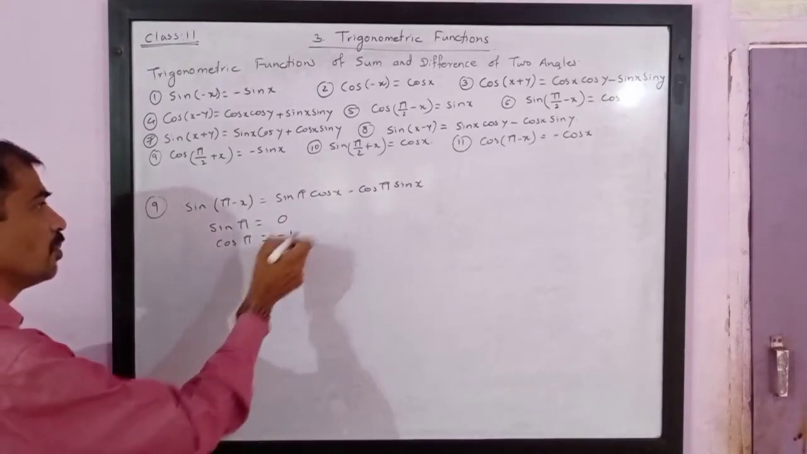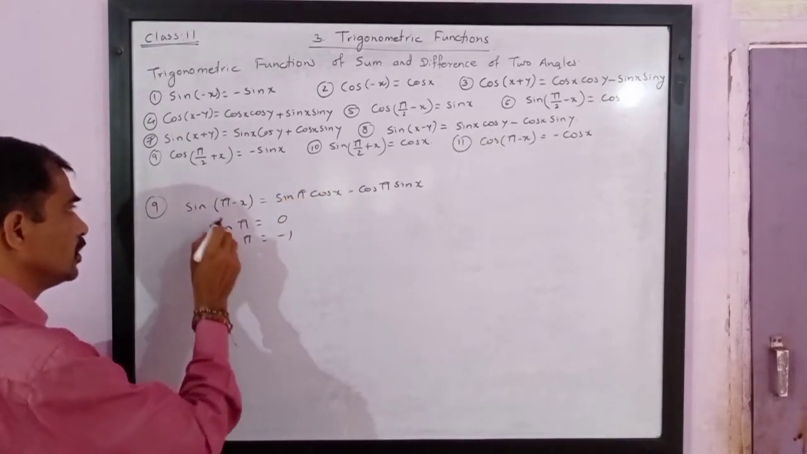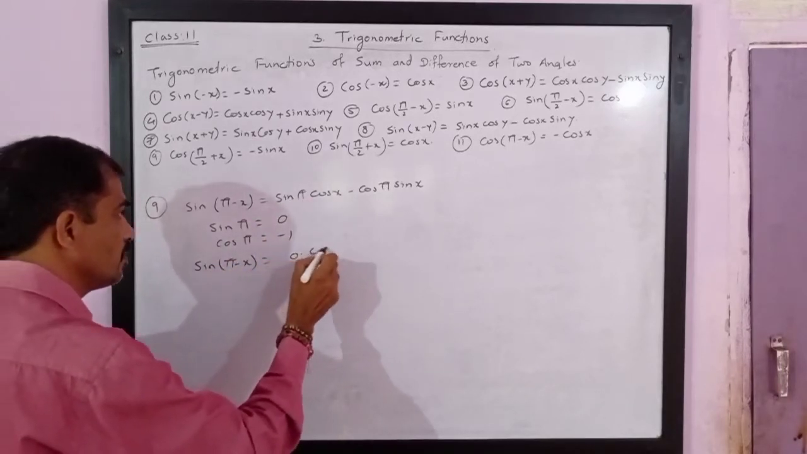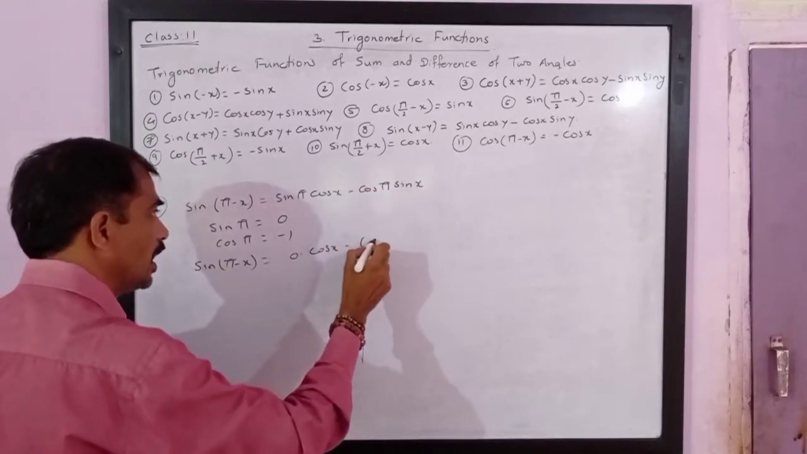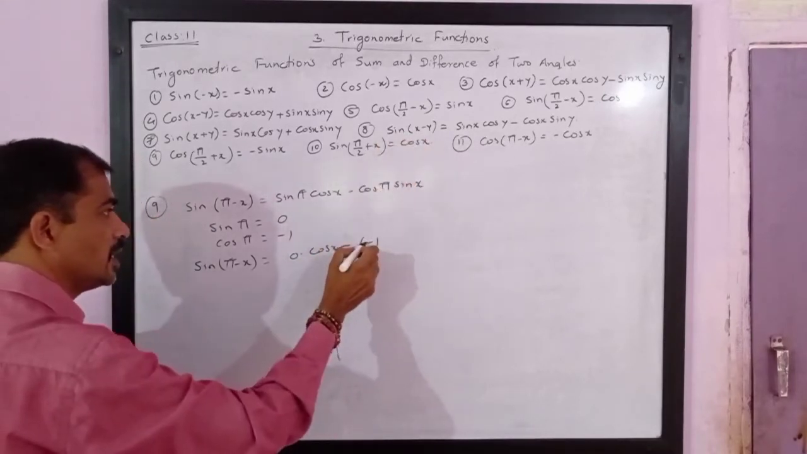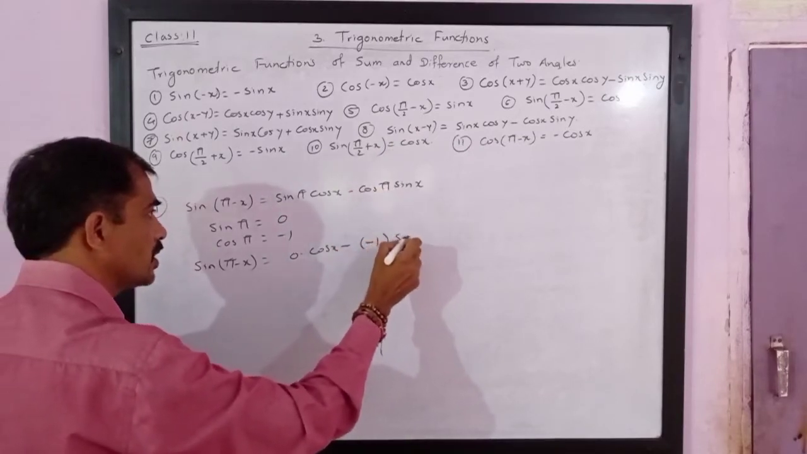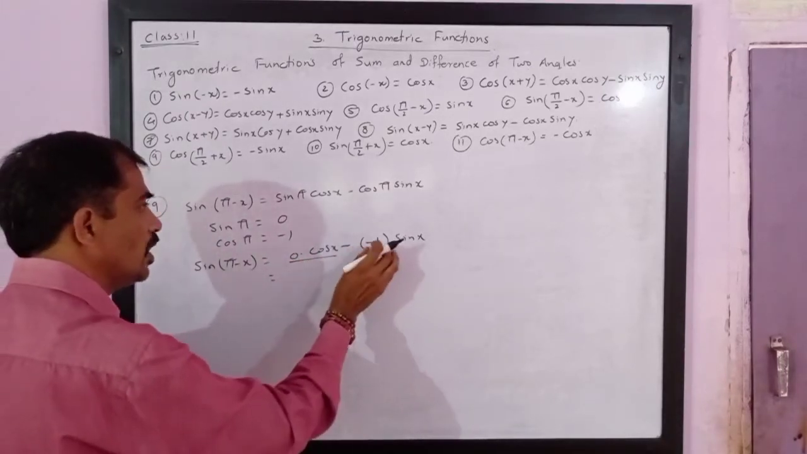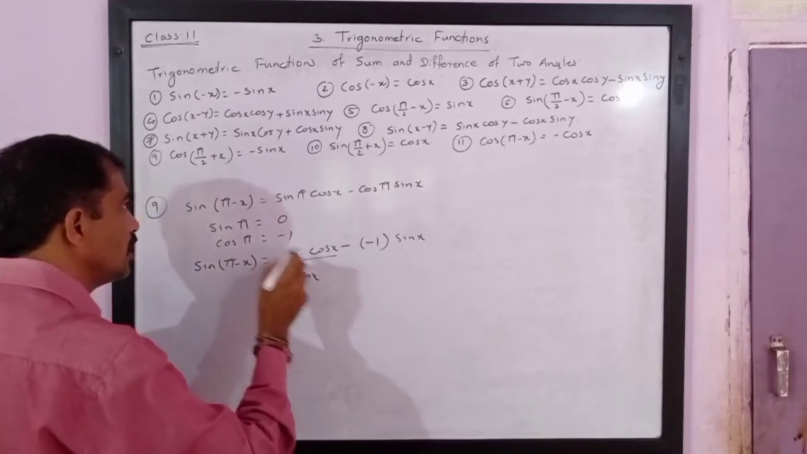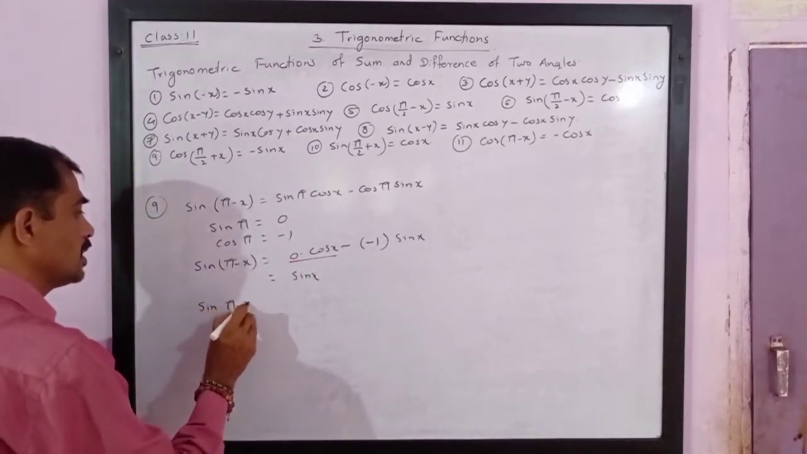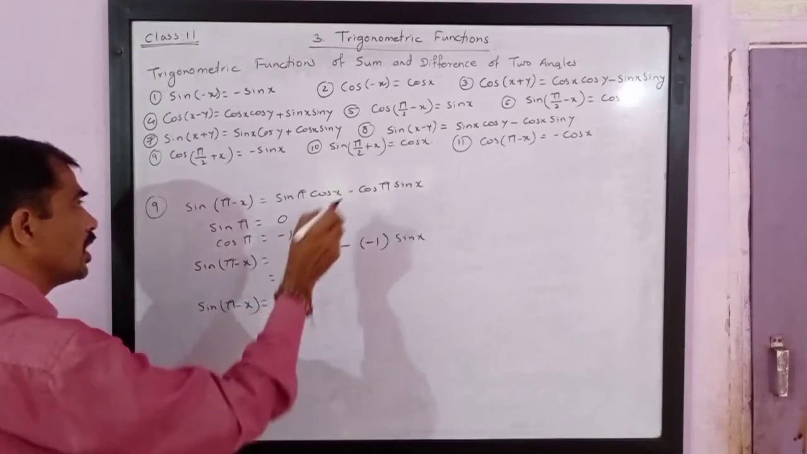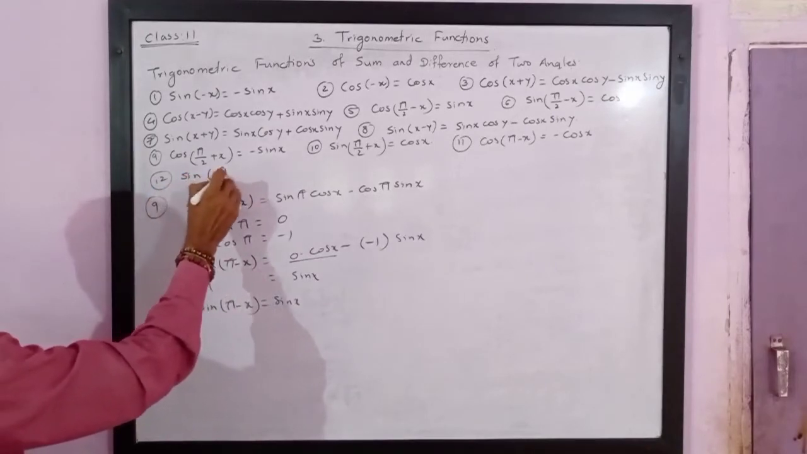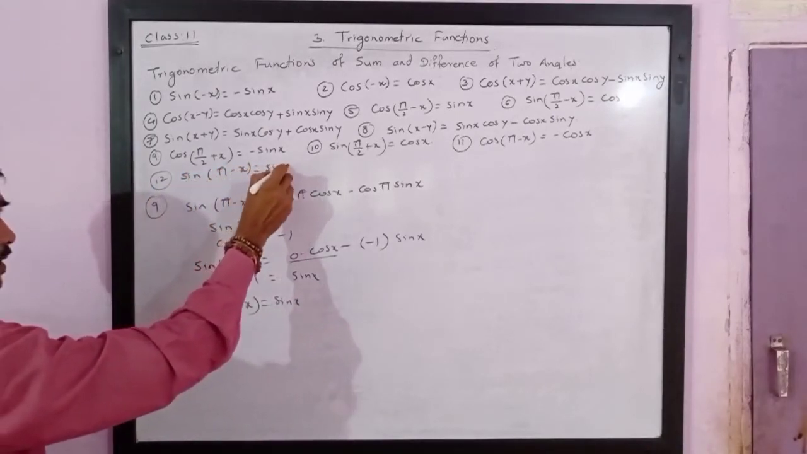So if you put the values, you will get sin pi minus x is equal to sin pi is 0 into cos x minus cos pi is negative 1 into sin x. Please understand, this is the negative sign of the formula and this is negative 1 of the cos pi. So this is equal to 0 into cos x is 0, and negative into negative becomes positive 1. Positive 1 into sin x is sin x. Thus we will get sin of pi minus x is equal to sin x. So for the next identity, in the book it is given as number 9 only: sin of pi minus x is equal to sin x.